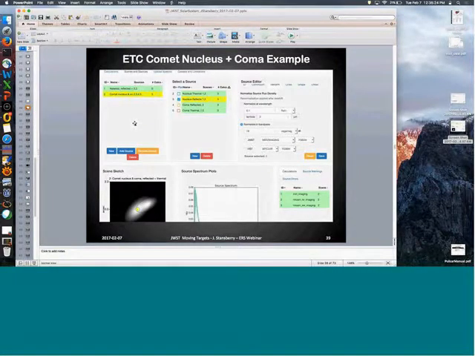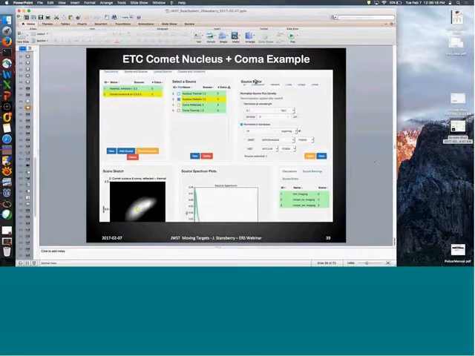Once you're inside that workbook, there are several tabs. There's a calculations tab, a scenes and sources tab. This is where you tell it what source you're looking at. You can also upload your own spectra. The leftmost panel has the scenes, and I have one scene which is just an asteroid. I have a second scene which is a comet nucleus plus a coma. Within that scene, shown in the middle panel here, are the sources, so you see the nucleus is in scenes one and two, the coma is only in scene two.